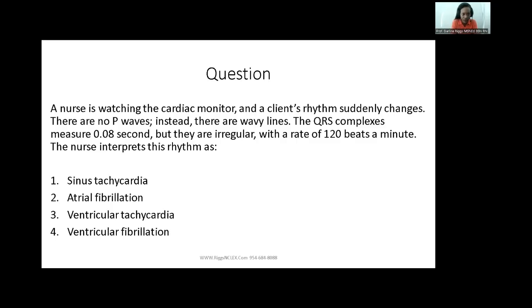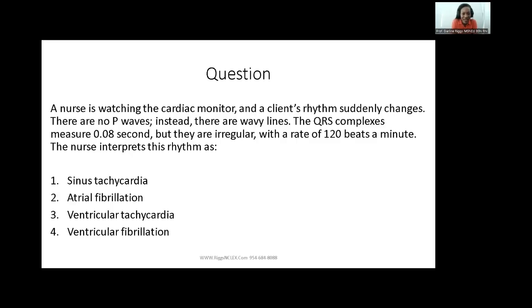And this is why I teach the way I teach, because I want to prepare you for however the question comes at you. So a nurse is watching the cardiac monitor and a client's rhythm suddenly changes. There are no P waves. Instead, there are wavy lines. The QRS complexes measure 0.08 seconds, but they are irregular with a rate of 120 beats per minute. The nurse interprets this rhythm as.